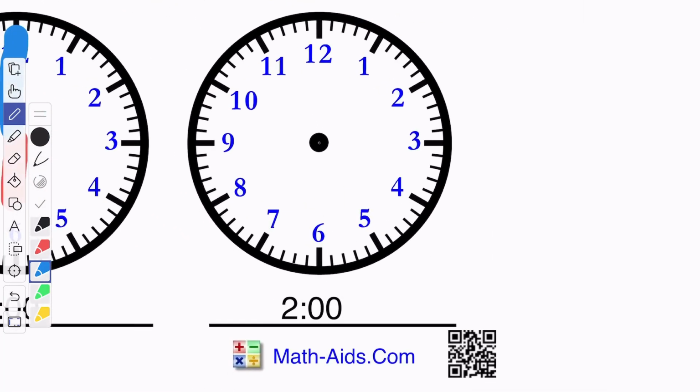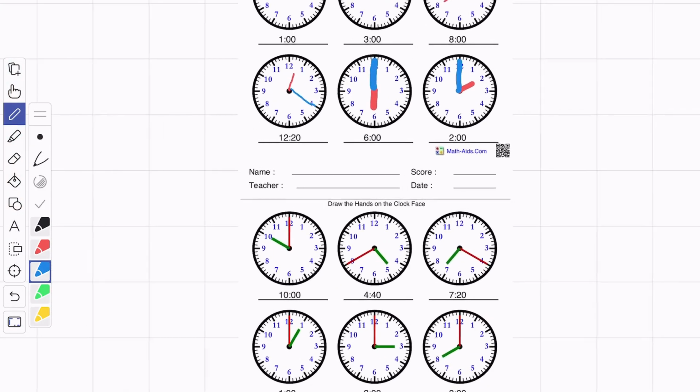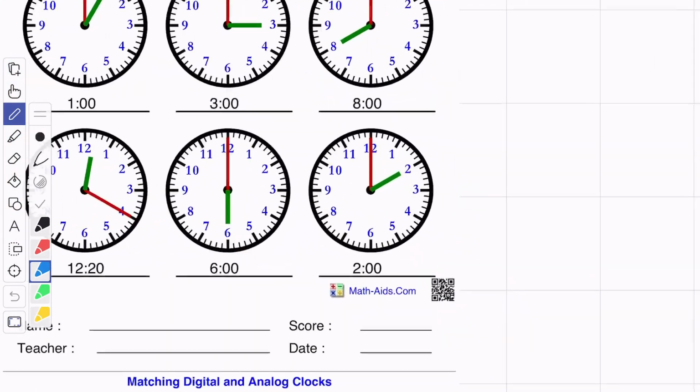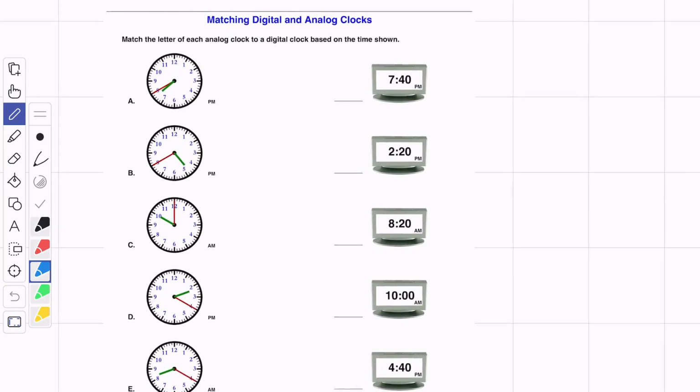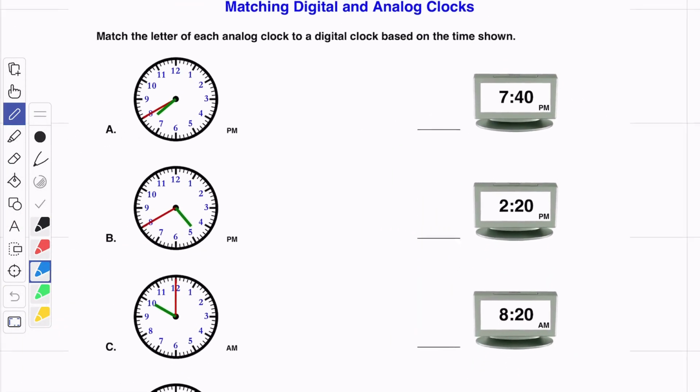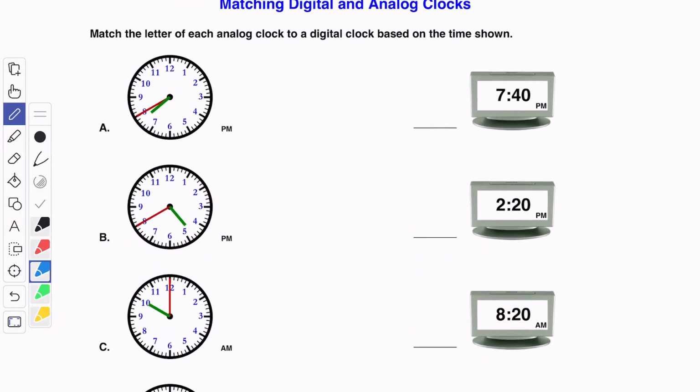So for 2, our hour is going to be at 2, and then our minute is going to be at 12. And that's what it should look like. And here are the answers we've got. It all makes sense. Okay, now we're going to match each analog clock to the digital clock.